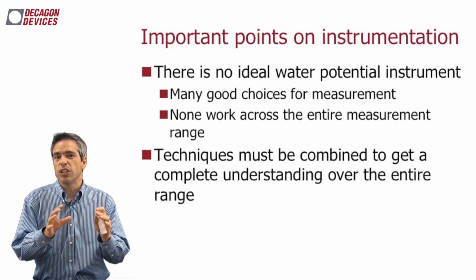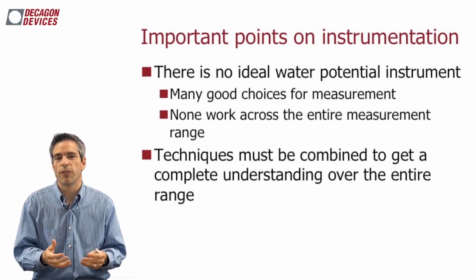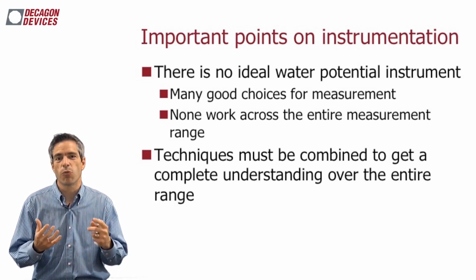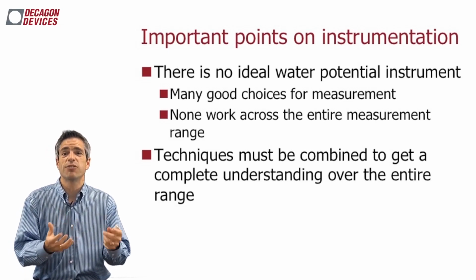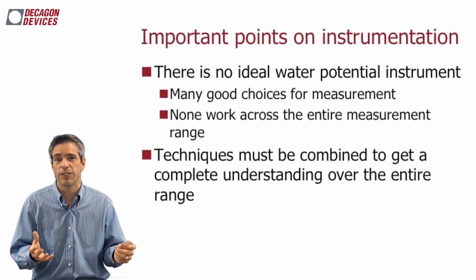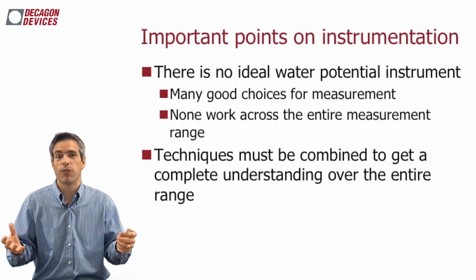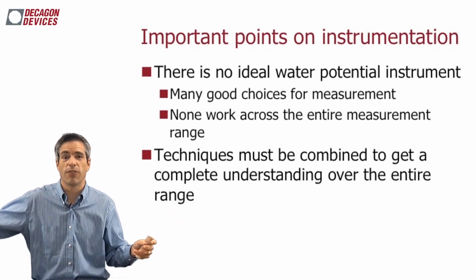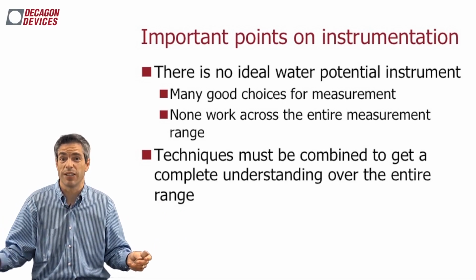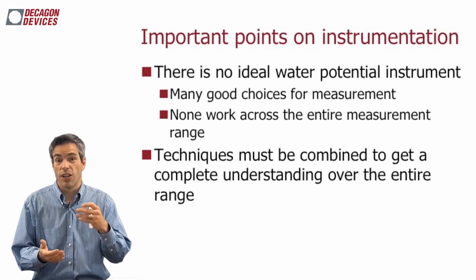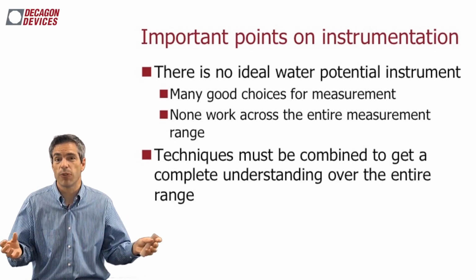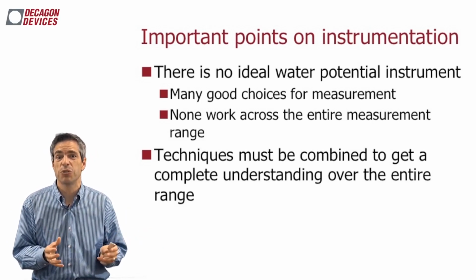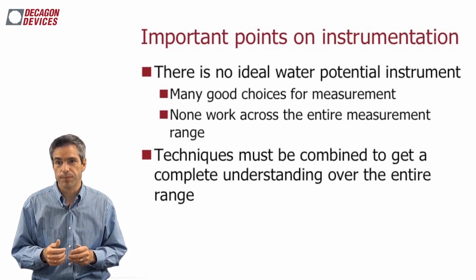So let's talk just briefly about some important points that we've already covered in part 1 of this discussion. First, there is no one ideal measurement for water potential. That's unfortunate. I'd love to end my career in working in this area by saying, now we finally figured it out. We've got something that measures all the way accurately from 0 up to negative 300 megapascals. That'd be great. So far, it's just not there. There are great choices out there available for covering the range, both in the field and in the lab, but you're going to have to pick and choose to get the right range that you want.